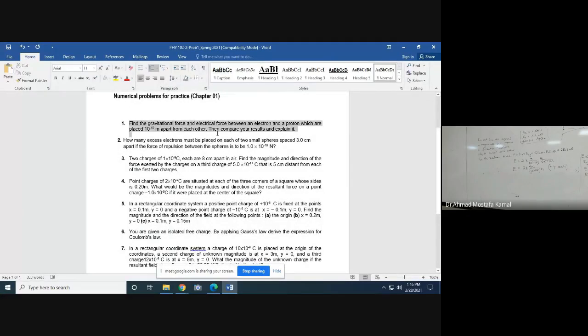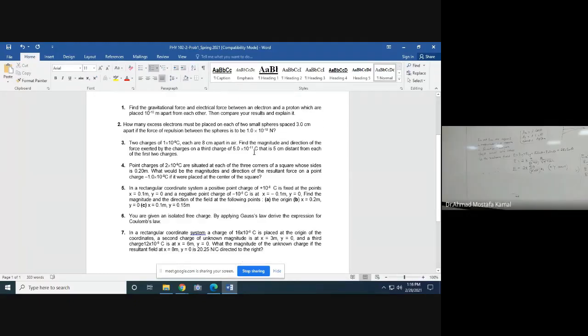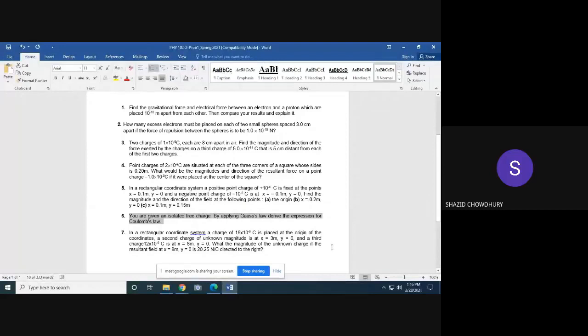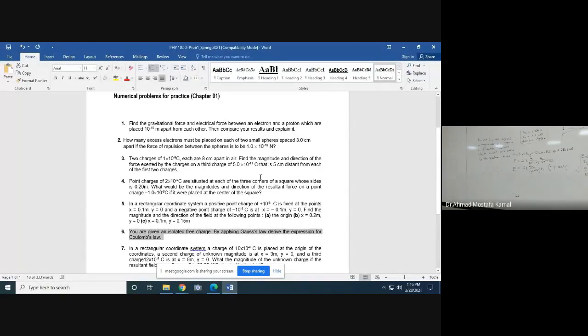Can you recall this problem, the first one? Find the... Yes, sir. Yes, it was solved, right? This one was solved in the class. Yes, sir. And about number 6, can you remember? Yes, sir. This also was solved. Right. So we have 5 remaining problems.